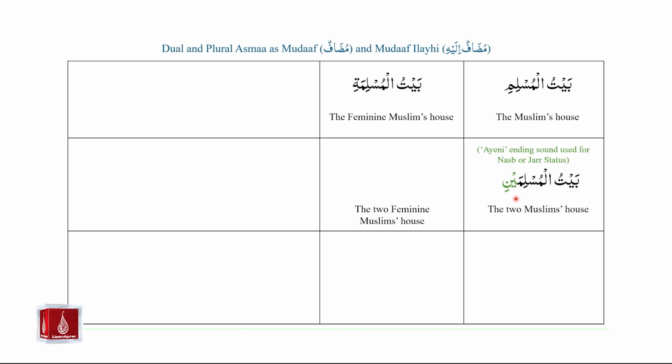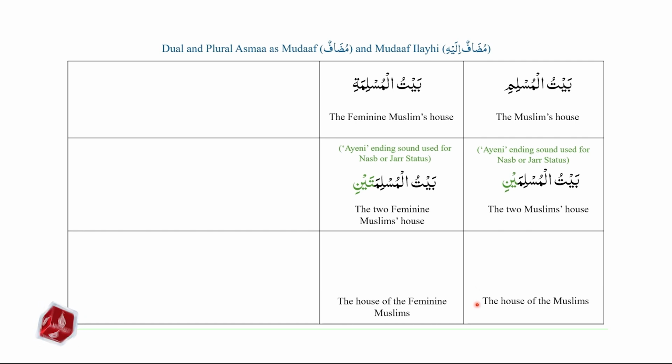Baytul Muslimaini: baytu meets criteria for mudaf. Al-Muslimaini meets criteria for mudaf ilayh because it is in the jar status. For the feminine example, we will say Baytul Muslimataini. Just like the masculine example, we have the aini ending sound here. In this case, the two Muslim women or girls, the two feminine Muslims, are owning the house. The two feminine Muslims are mudaf ilayh and the house which is being possessed or owned is mudaf.